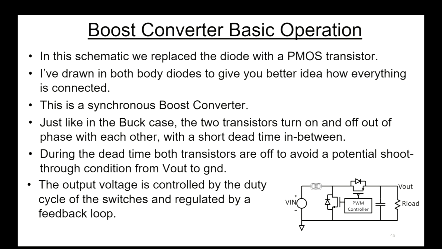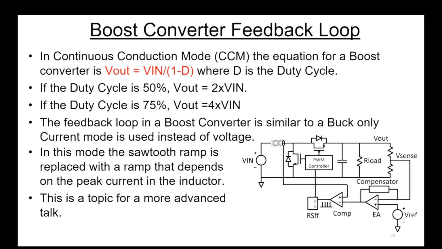You never want these both to come on at the same time, because that would give your output cap a path to discharge to ground and potentially cause shoot-through current that you'd like to avoid. So the output voltage is controlled by the duty cycle of the switching and regulated by a feedback loop, just like in a buck. So in continuous conduction mode, that means the current in the inductor never drops to zero.